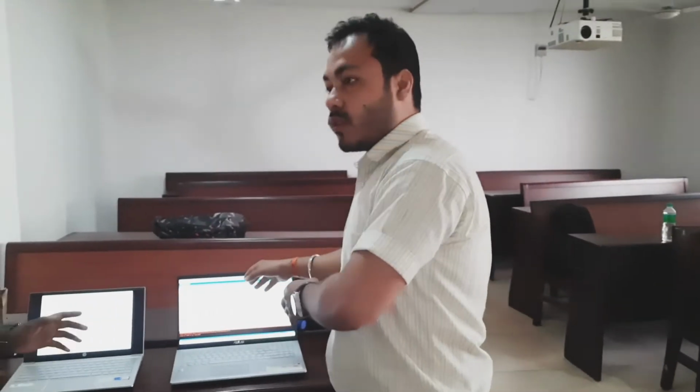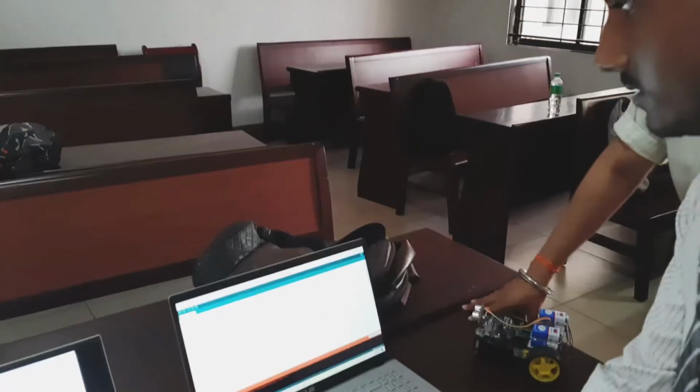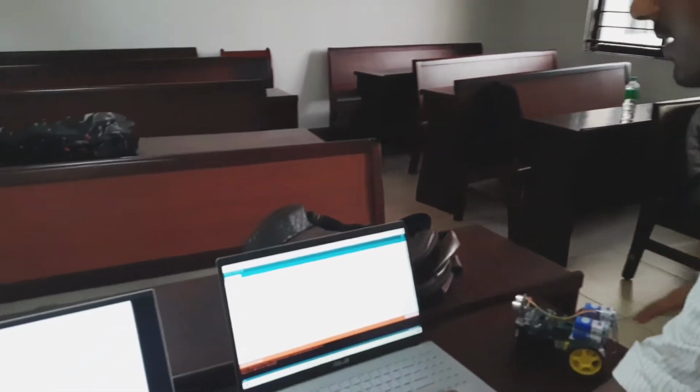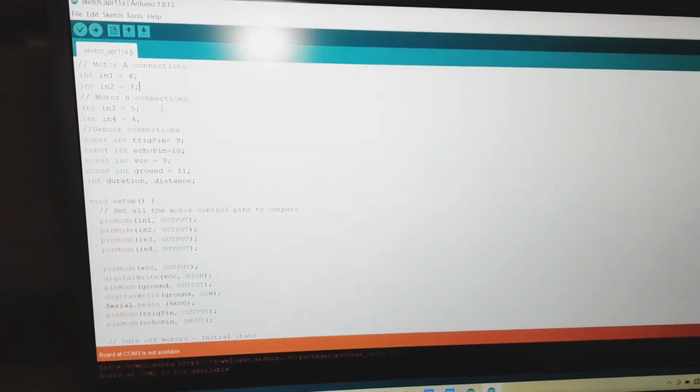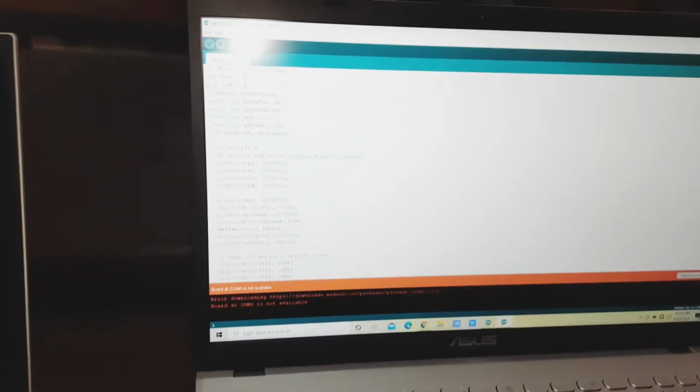Now I think we can go directly to the coding. Who is going to explain the coding? Susan is going to explain the coding part first. Here at first we have taken the motor A connection. We are using two DC motors here. First we took the motor A connection, then the B connection, and then we also developed the sensor connections.